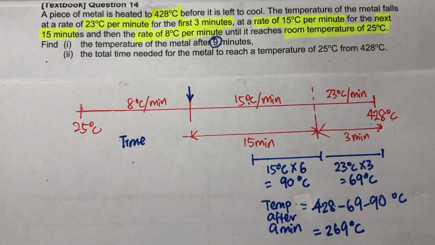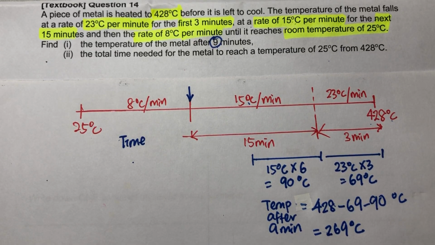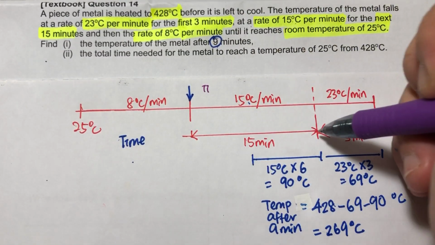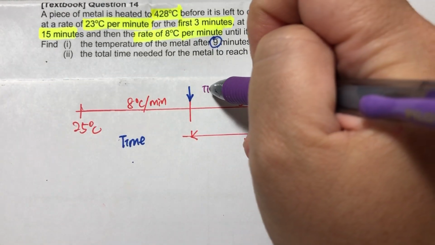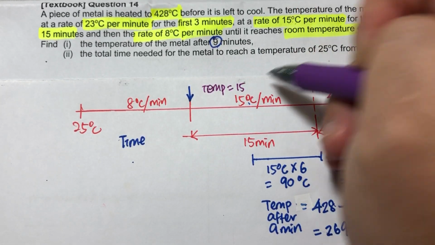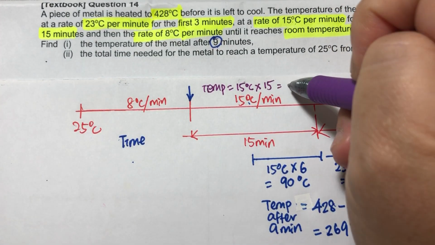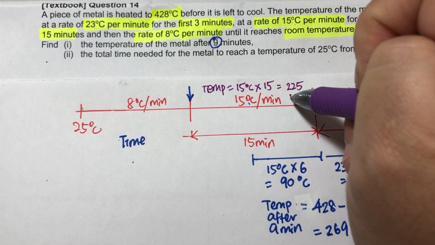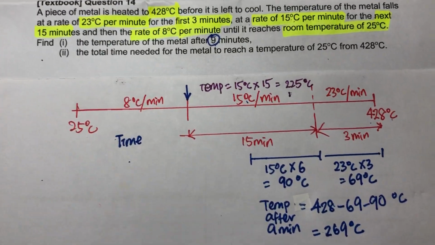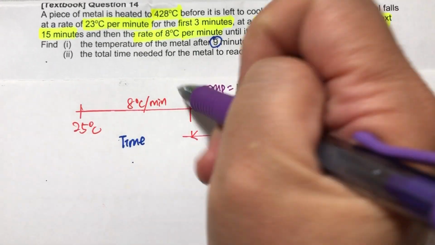So next thing is, let's take a look here. 15 minutes, 15 degrees Celsius. So the time taken for this is 15 minutes, and the temperature drop would be 15 degrees Celsius times the 15 minutes, which will be 225 degrees. So since it is 225 degrees over here, we will be able to find out the temperature here.